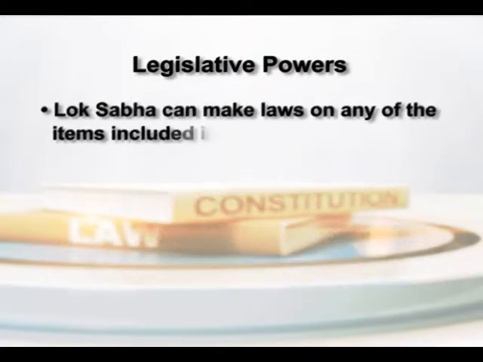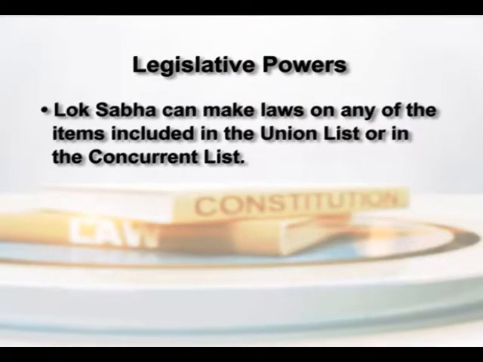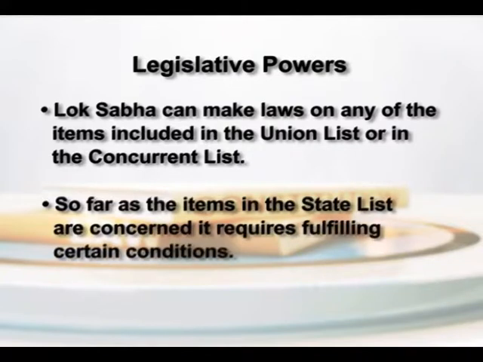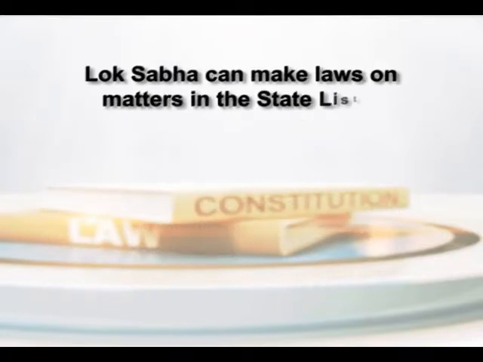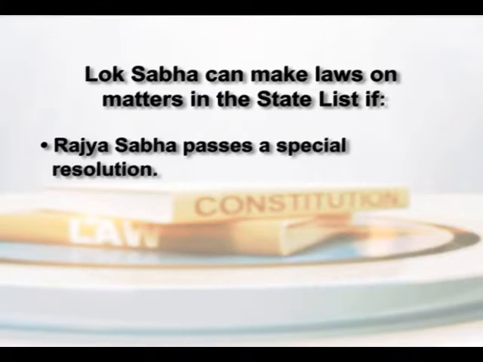Now, Lok Sabha can make laws on any of the items included in the union list or in the concurrent list, but so far as the items on the state list are concerned, it requires fulfilling certain conditions. Let us see those conditions. First of all, in order to make a law on any of the items under the state list, Rajya Sabha is required to pass a special resolution.